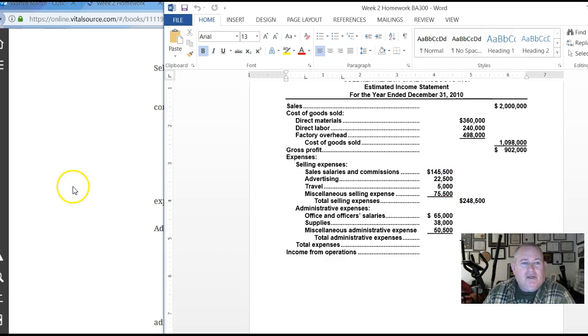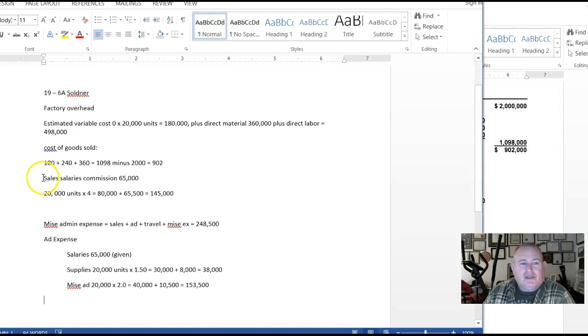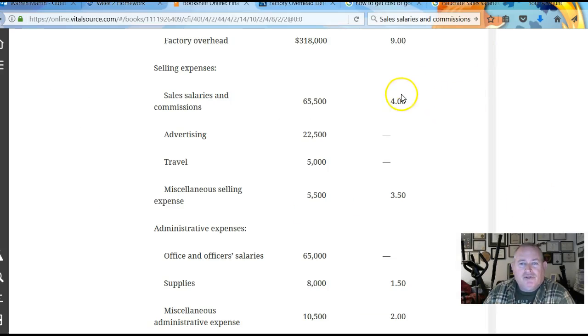Same thing for advertising. I've got this little sheet here. You've got 20,000 units at 4. So for every one of these, you're using this variable cost number over here.